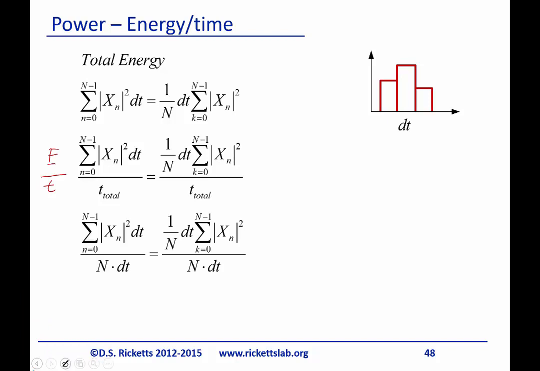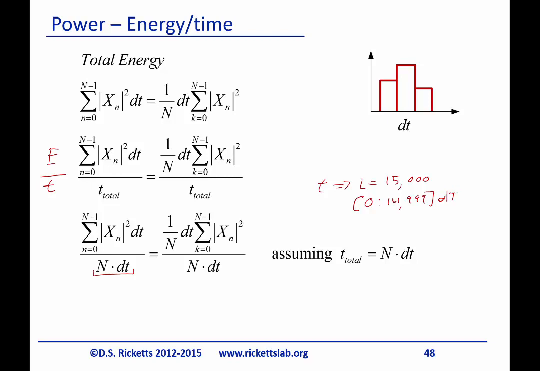So what I've done here is I've gone ahead and substituted for t total n times dt. Now, this is assuming that t total is n times dt. And the assumption here needs to be careful, because if you remember, I made a time sequence t using my L equals 15,000 points. Remember that? I did that from 0 to 14,999, and I multiplied that by dt to get my time sequence.